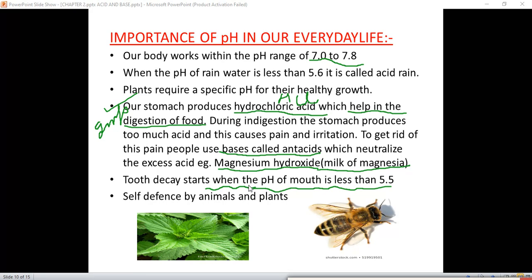Okay. Next point is self-defense by animals and plants. What is this? This is a honeybee. What happens when a honeybee stings us? Yes, we get pain and irritation in our skin. Why do we get that pain and irritation? Because of the acid which the honeybee gives to our skin while stinging. Which acid is it? Methanoic acid.